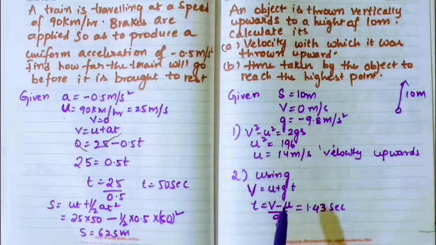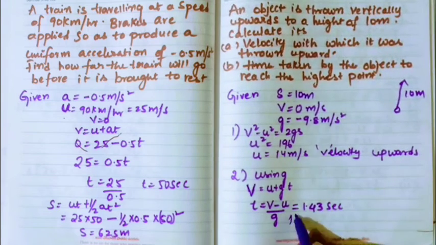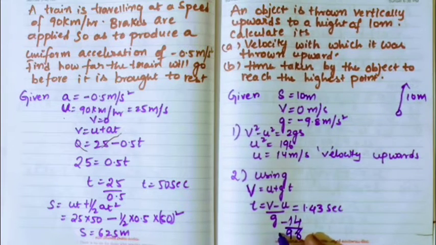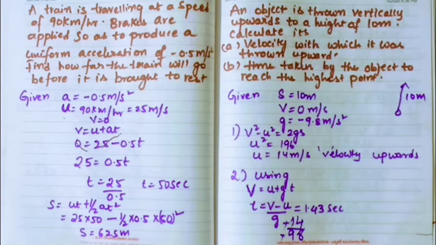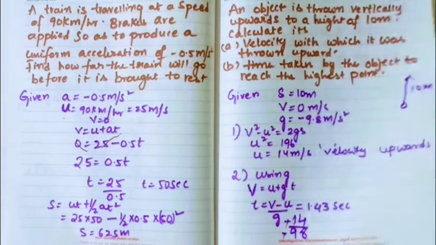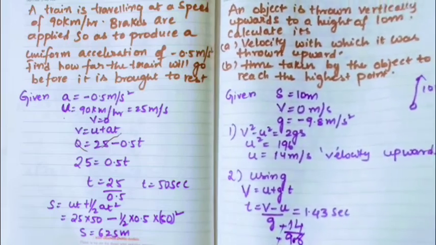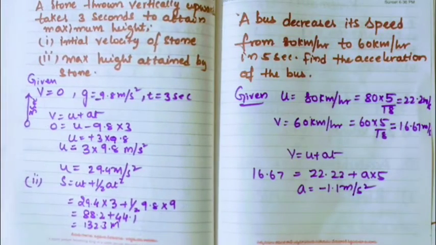Then we use this u in v is equal to u plus gt, where t is equal to v minus u by g. The v value we know is 0, so u will be 14. So it will be 14 by 9.8. Here it is minus, and again here it's minus, so it will become plus. So 14 by 9.8 is 1.43 seconds, as it is time.